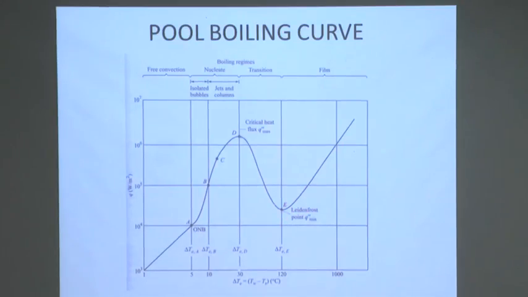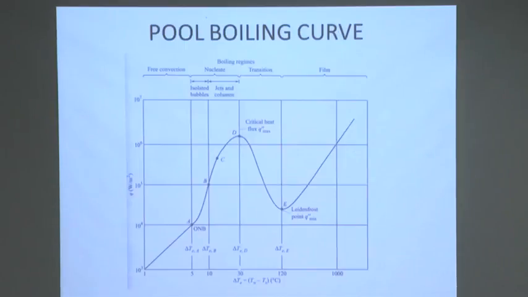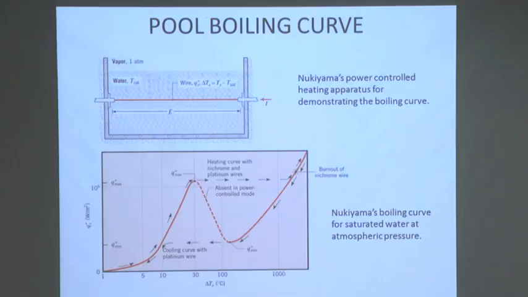Now, the most interesting part, which is asked to many students, even many experts cannot answer: if you make an experiment in the laboratory, which was there in our heat transfer laboratory also, I don't know whether you have done this experiment or not, which was first done by Nukiyama, that is known as the power control heating apparatus. What is that? He made an experiment to determine the boiling curve.